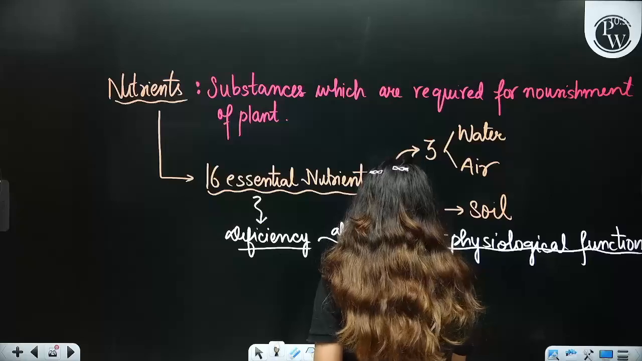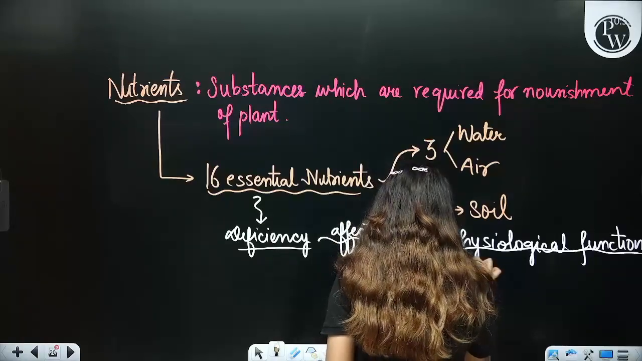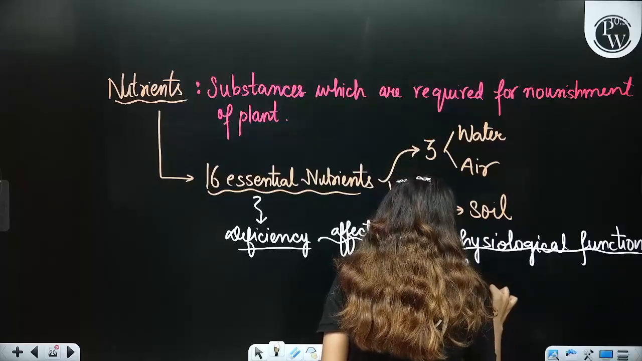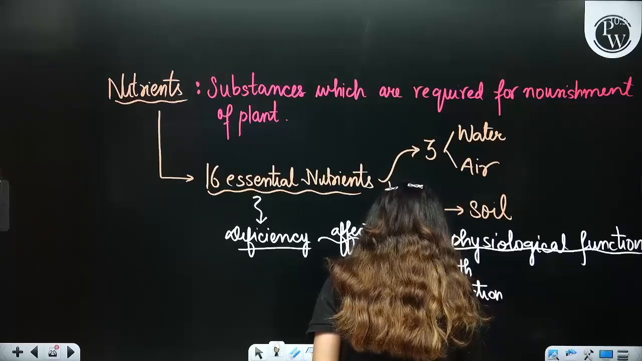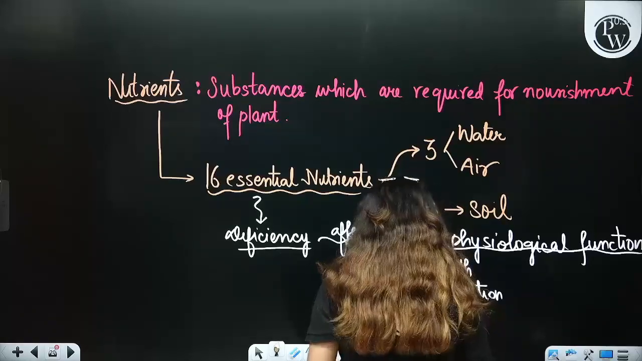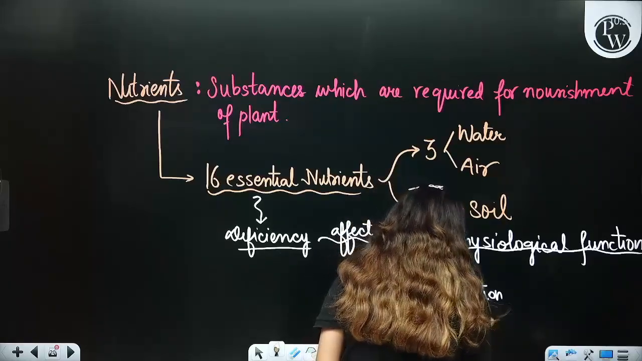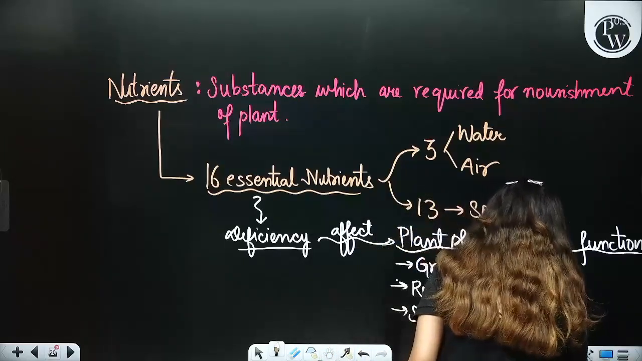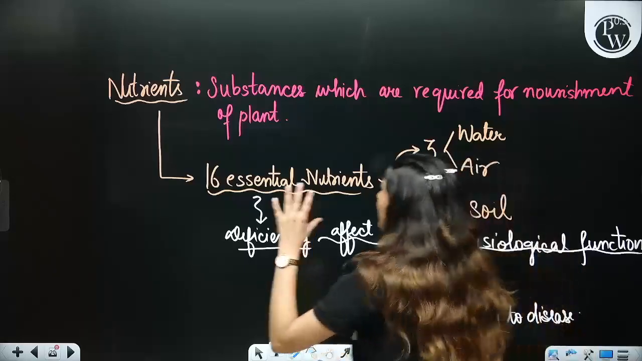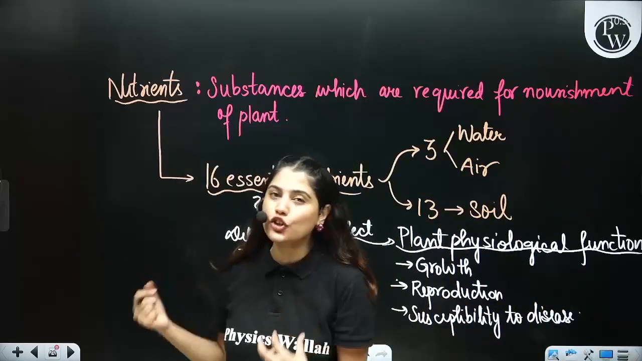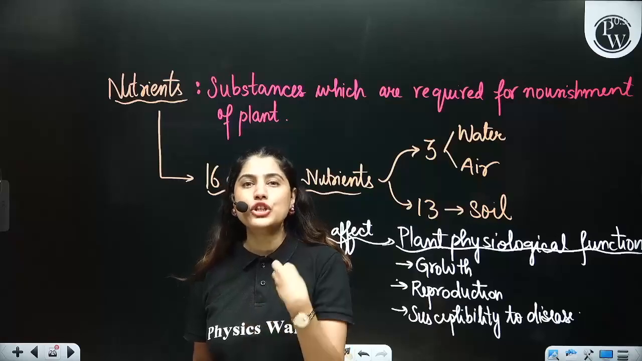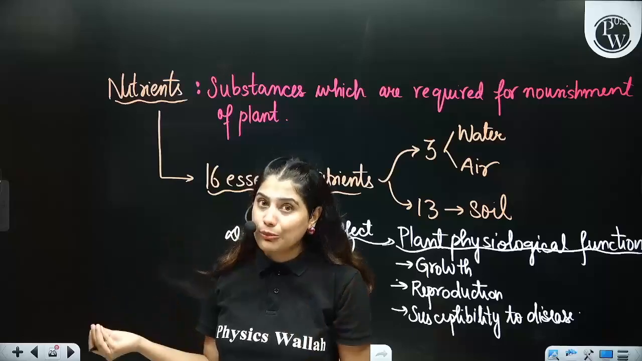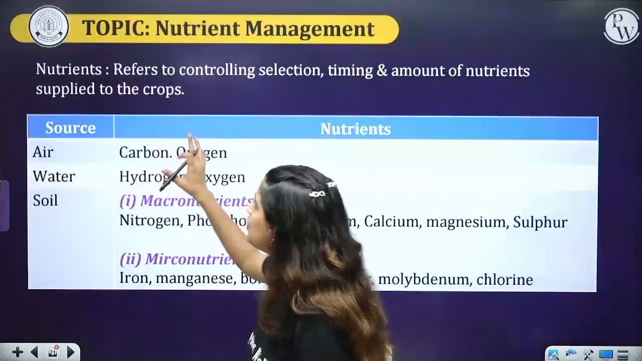So I can say the growth will be affected, the reproduction will be affected, and also yes, they will become more susceptible to diseases, right? They will catch a disease very easily, they won't be able to resist it. Susceptibility to the diseases. So yes, these nutrients are very important, and hence we need to manage them. We need to manage how much nutrients we are giving, which quality of nutrients we are giving, or maybe the timing of when we are giving them. So that is nutrient management.